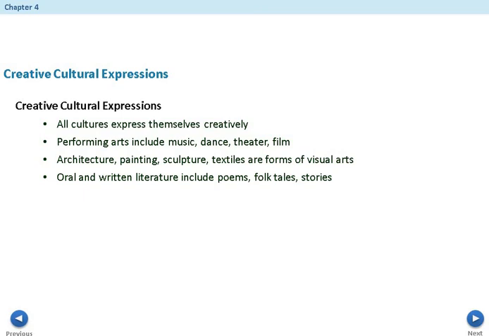And what we see is that music, dance, and theater are all going to be a reflection. Architecture, painting, sculptures, and textiles all form visual arts that show and reflect culture as well. You're also going to see oral and written languages like poems, folk tales, and stories, which are all reflections. So we will go through and talk about some of these cultural creative expressions, and we can kind of tell what it's like inside these areas.